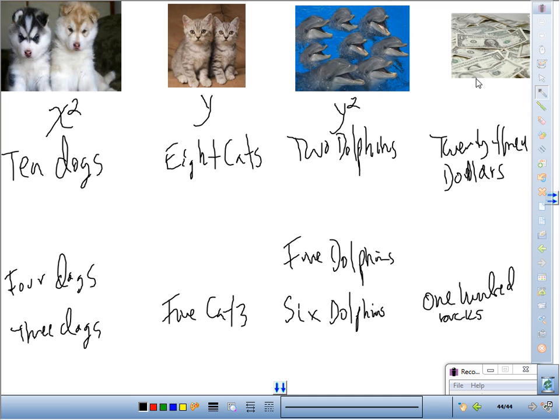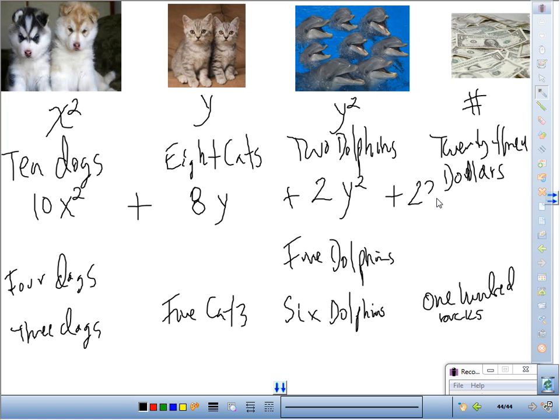So for the money, she's like, I'm just going to use regular numbers without variables. Okay, so then read me what you have, but now with the symbols. So this would be what? 10x squared. Okay, plus what else? 8y. Okay, I got you. Plus 2 what? Y squared, plus, and how much money? 23. Is everybody following so far? Yes. So I said, okay, that's a good idea.